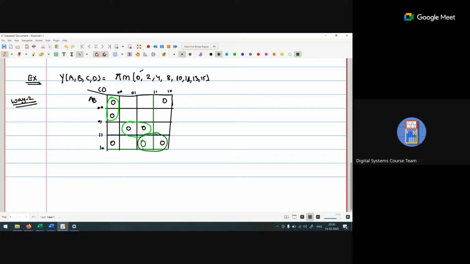Now the remaining is what? Corners. So 1, 2, 3, and 4. These are the corners.